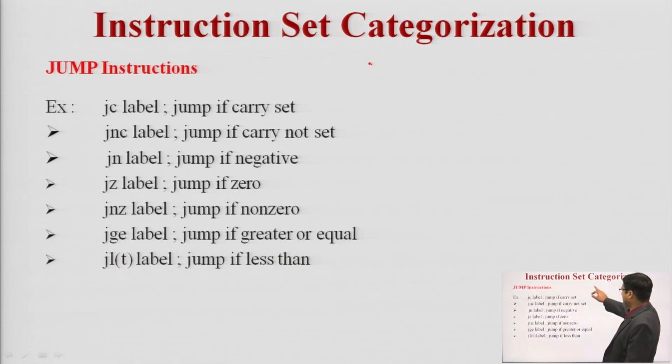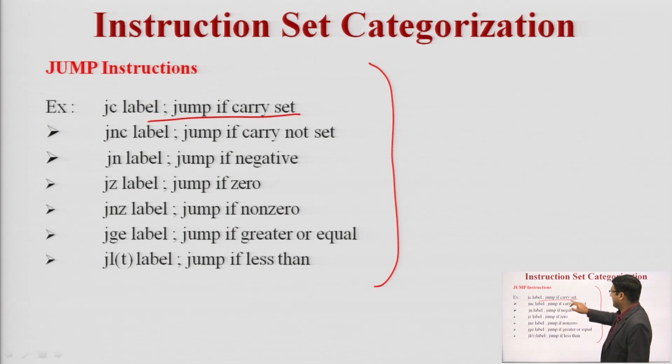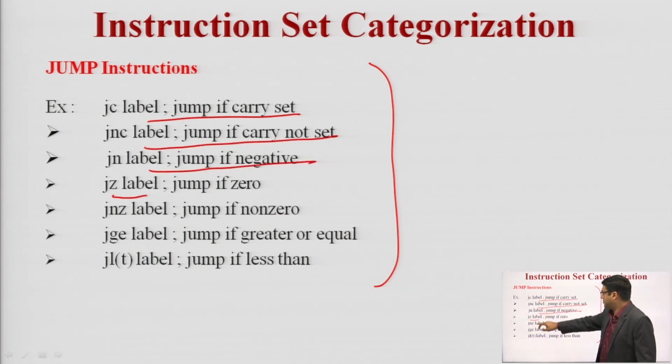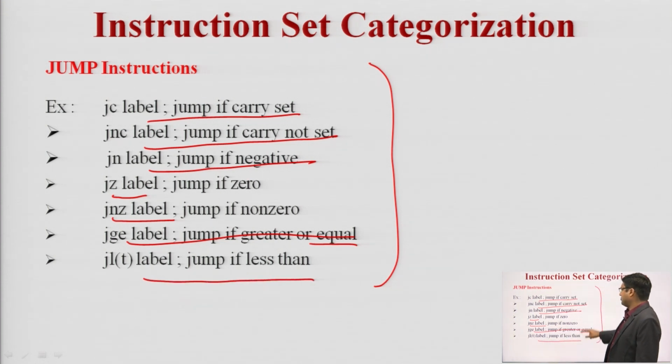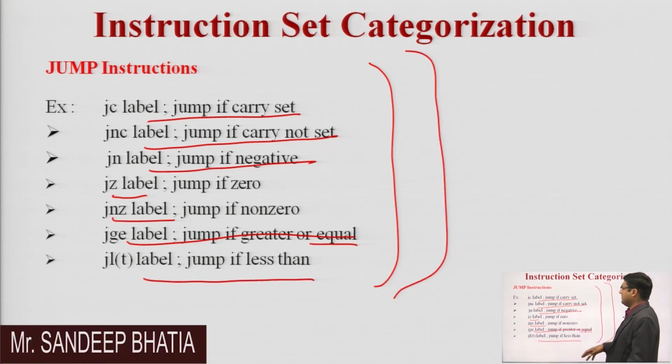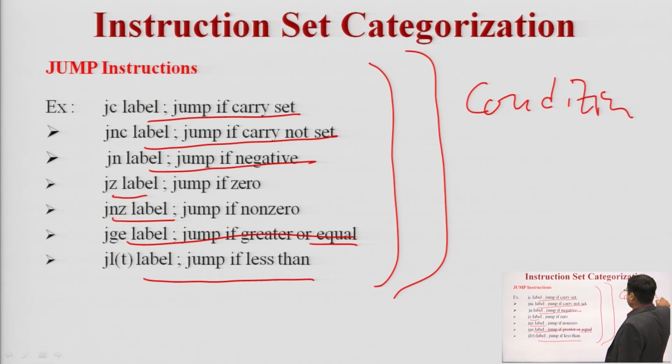Basically these jump instructions are available: JC label, jump if carry set; jump if carry not set; jump if negative; JZ, jump if zero; jump if not zero; jump if greater or equal; and jump if less than. These are basically conditional jump instructions. If a particular condition is met, then the jump execution will be carried out.